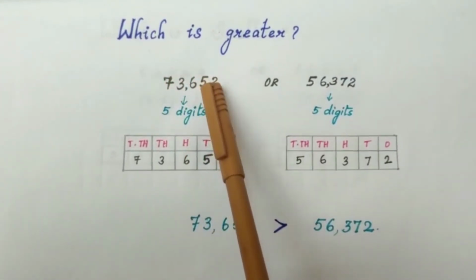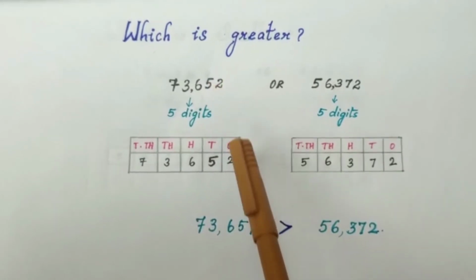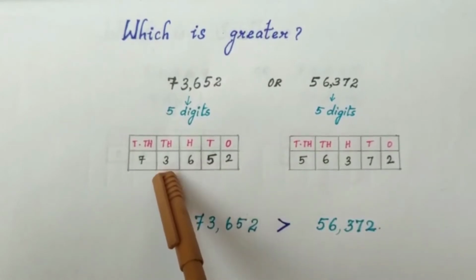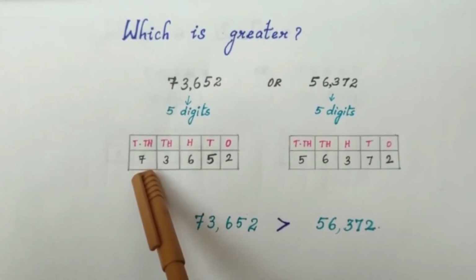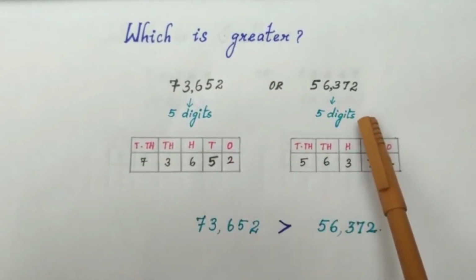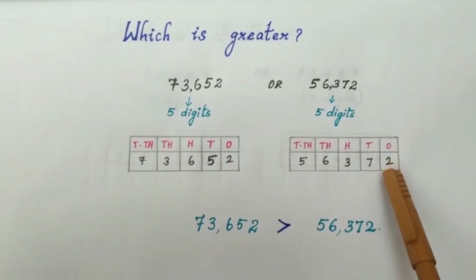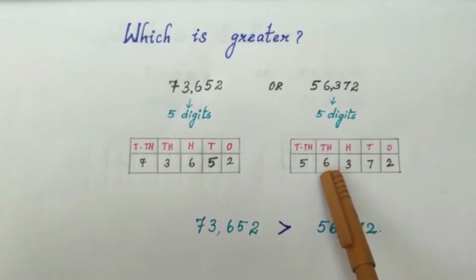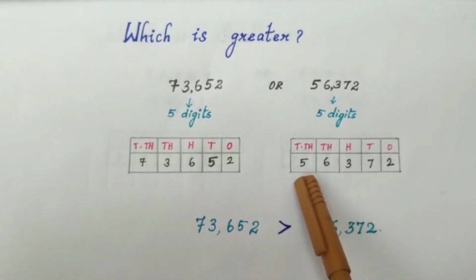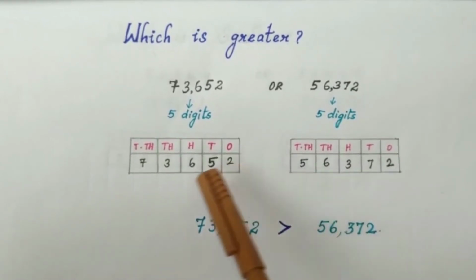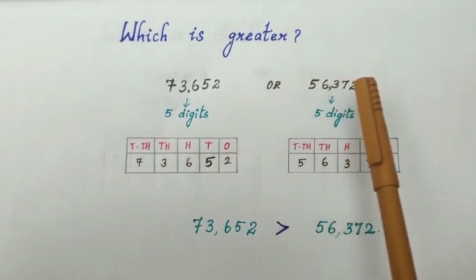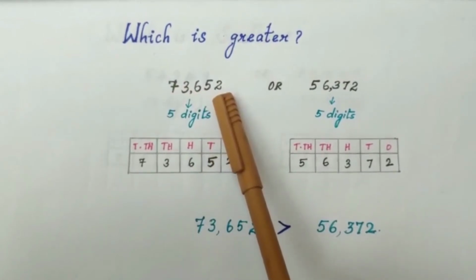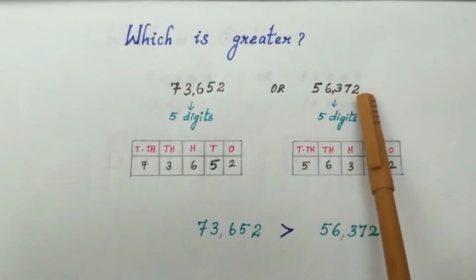So for the first number, I have placed 2 in ones place, 5 in tens place, 6 in hundreds place, 3 in thousands place, 7 in 10,000s place. And for the second number, I have placed 2 in ones place, 7 in tens place, 3 in hundreds place, 6 in thousands place, 5 in 10,000s place. Now let's compare both the numbers. To compare the numbers, we should start from left to right.